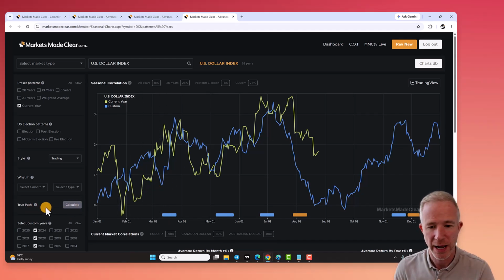Try TruePath for yourself. See what hidden patterns you can find. And remember, if a market is not following a known path or a hidden path that you can find by a feature such as TruePath, then you cannot be using seasonal patterns as an edge in that market.